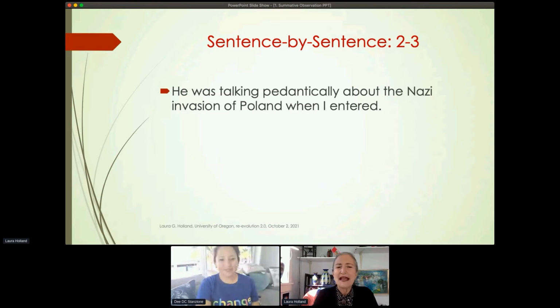Sentences 2 and 3. He was talking pedantically about the Nazi invasion of Poland when I entered. Is there anything in here we could take out? Pedantically, yeah. What is that doing in there? Okay, and also what's pedantically to one person is maybe not pedantically to another person. So what we're trying to do is build a common language, not these skew lines that never connect, right?